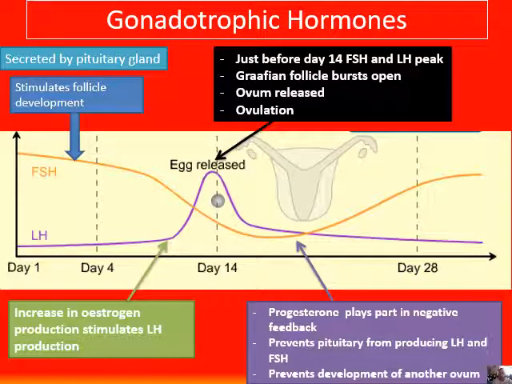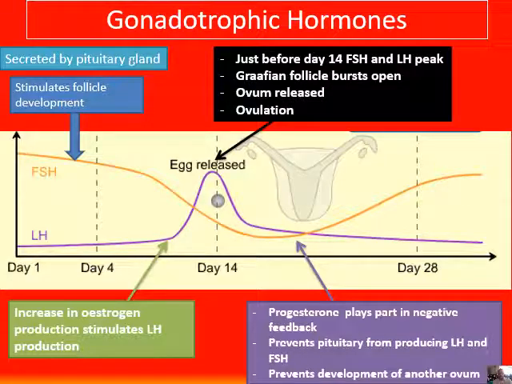Let's go look at luteinizing hormone. An increase in estrogen production stimulates luteinizing hormone production. Okay, so increased estrogen causes increased luteinizing hormone. We spoke about that earlier, how that increase in estrogen causes a stimulation in the pituitary gland to actually increase the amount of luteinizing hormone because the follicle has completely developed.